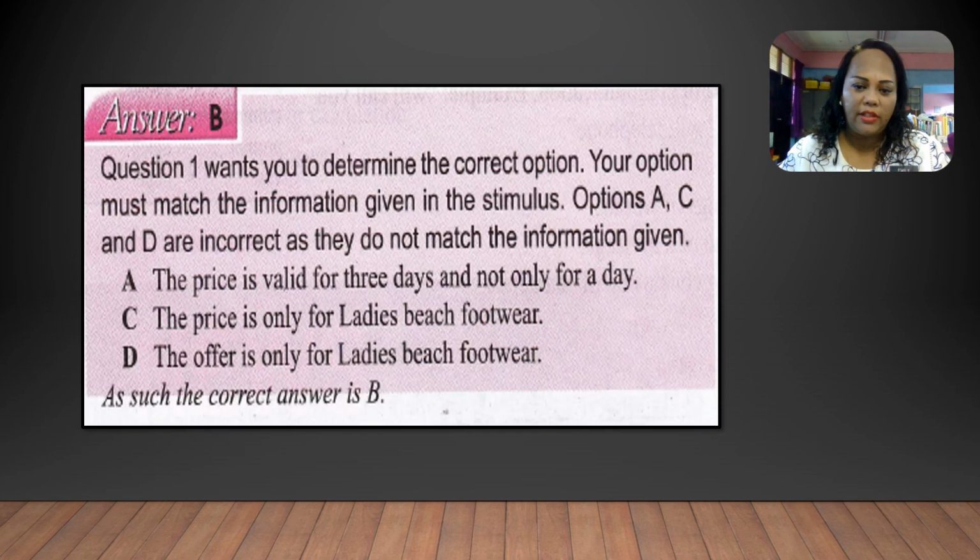Question 1 wants you to determine the correct option. Your option must match the information given in the stimulus. So here the correct answer is B. Options A, C, and D are incorrect as they do not match the information given. Okay, the price is valid for 3 days and not only for a day. Okay, and the price is only for ladies beach footwear. And D, the offer is only for ladies beach footwear.